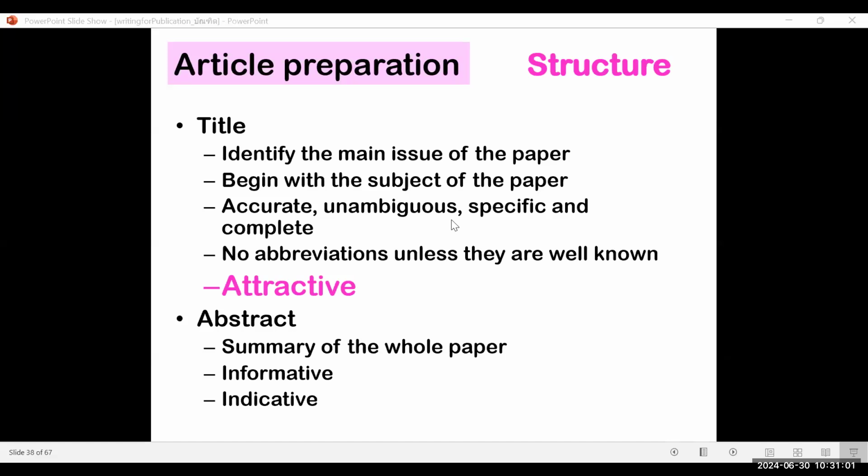Specify which journal you would like to publish in first. Your abstract is supposed to be informative and indicative. The title will attract the readers, and the next part that will attract the reader will be the abstract, right?